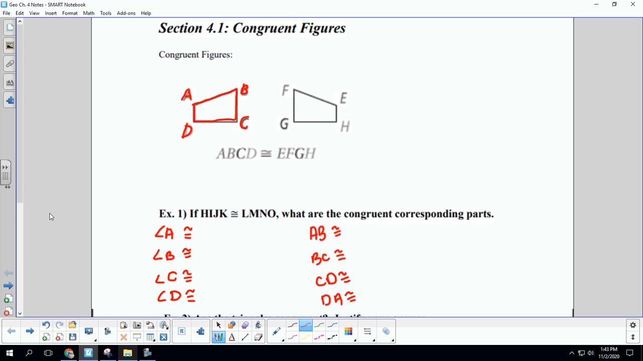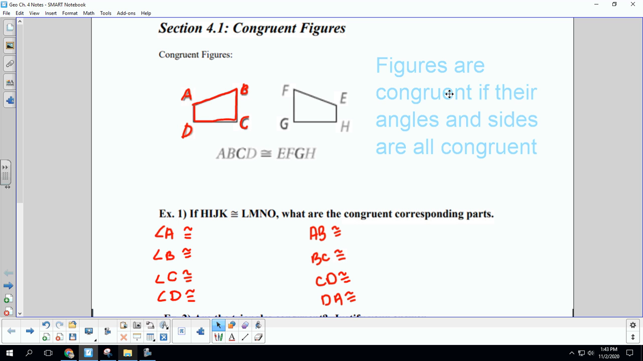I want to start out by giving you the definition of what congruent figures are. Figures are congruent if their angles and sides are all congruent. So we have figure ABCD here and figure EFGH here. And we can say that they're congruent if all their angles and all their sides are congruent.